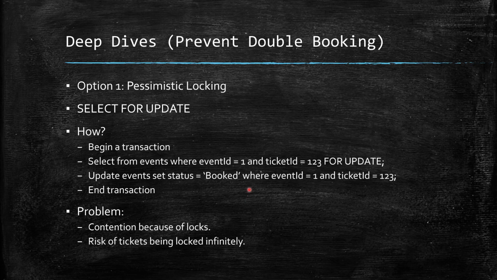The second risk is the risk of tickets being locked infinitely. So a scenario can happen where you do a select for update, you go ahead and mark the ticket as booked, but the user now says, hey, I want the refund, or maybe the payment didn't go through and you updated it to booked. In that case, it will be forever locked into a booked status, which will be a problem for our system. And you will have to manually intervene here to fix the system. There's no other way around that.